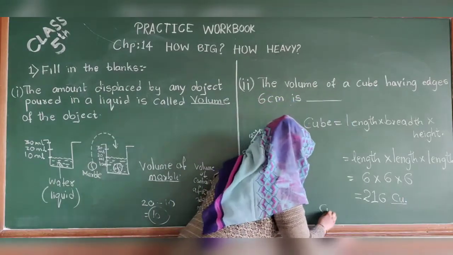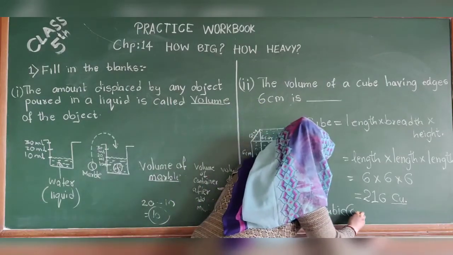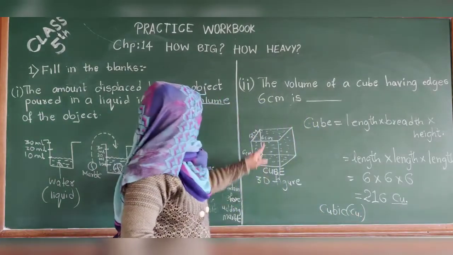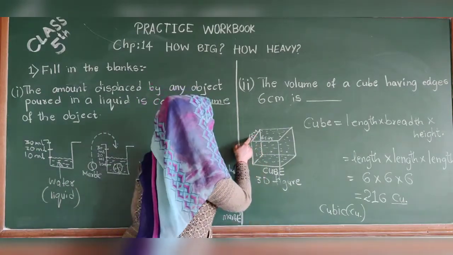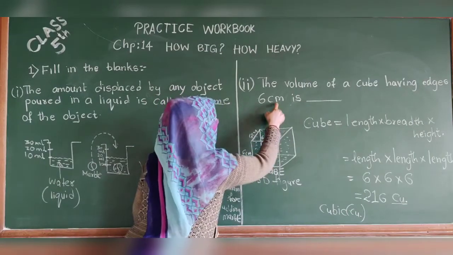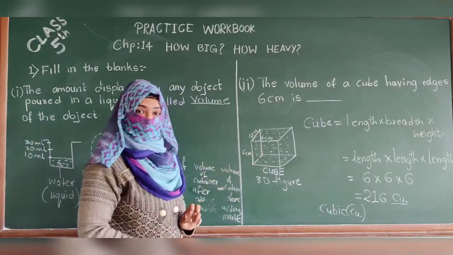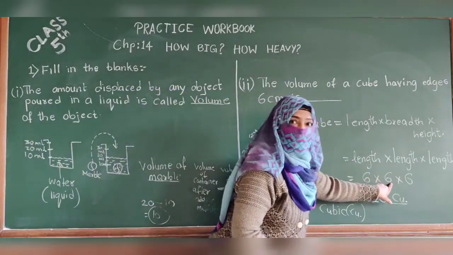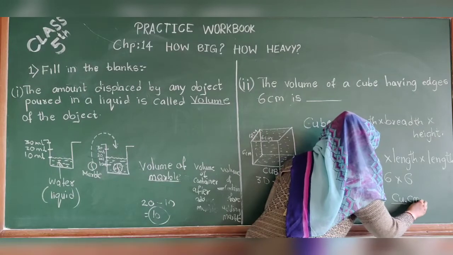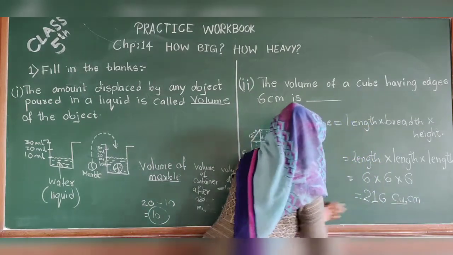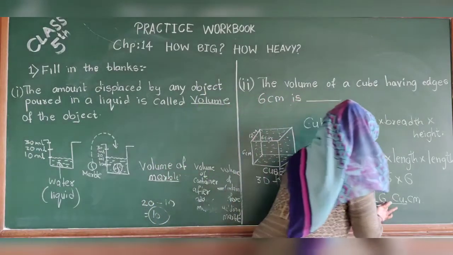Actually the full word is like this, C-U-B-I-C, cubic. But we write the short form, cubic dot. And then we write what the lengths are being given in the unit. Here 6 centimeter, here 6 centimeter, here 6 centimeter. All must be same. Centimeter, centimeter, centimeter. Then you have to write here after dot, centimeter.